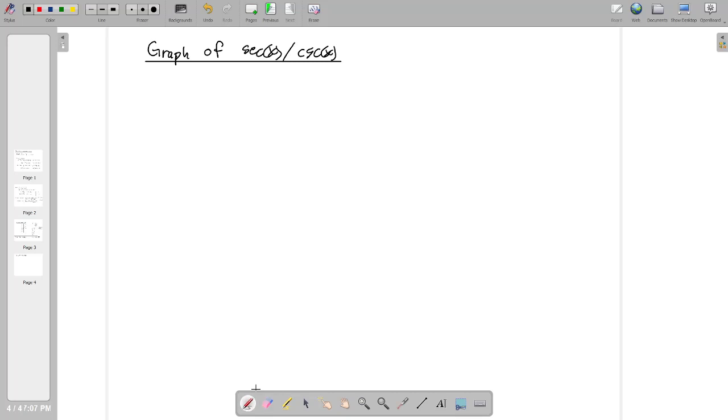Let's start in the same way that we did with tangent. So first recall, secant of x is equal to 1 over cosine. What this means then is that whenever cosine is equal to 0, we have a vertical asymptote. Cosine is 0 at x equals pi over 2 and 3 pi over 2 for our first period of cosine and secant.